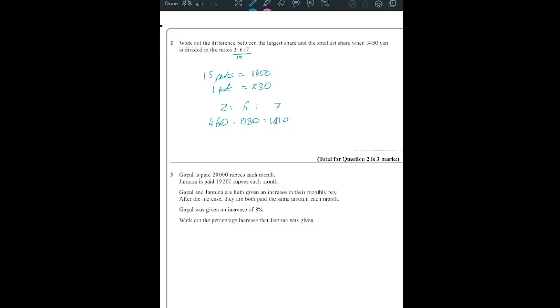gives us. Now, what did the question want? It wanted the difference between the largest and the smallest. So the difference we want is 1610 minus 460, giving us an answer of 1,150 yen.